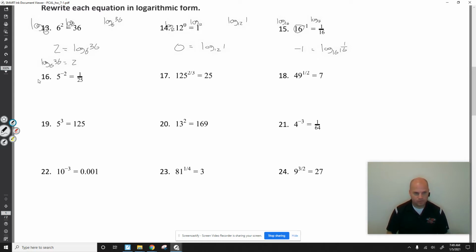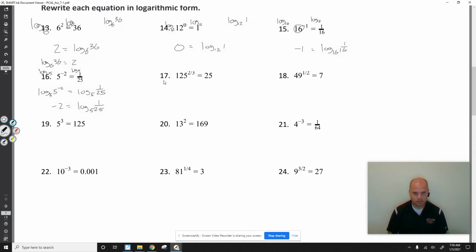The base is 5, so I'm going to take the log base 5 of both sides. Let me just write it so you can see. I'm doing log base 5 of 5 to the negative second, so it's next to it. I'm taking the log of both sides, to the left of it, not adding an exponent, not multiplying, just taking the log base 5 of both sides. Gives you negative 2 equals log base 5 of 1 over 25.